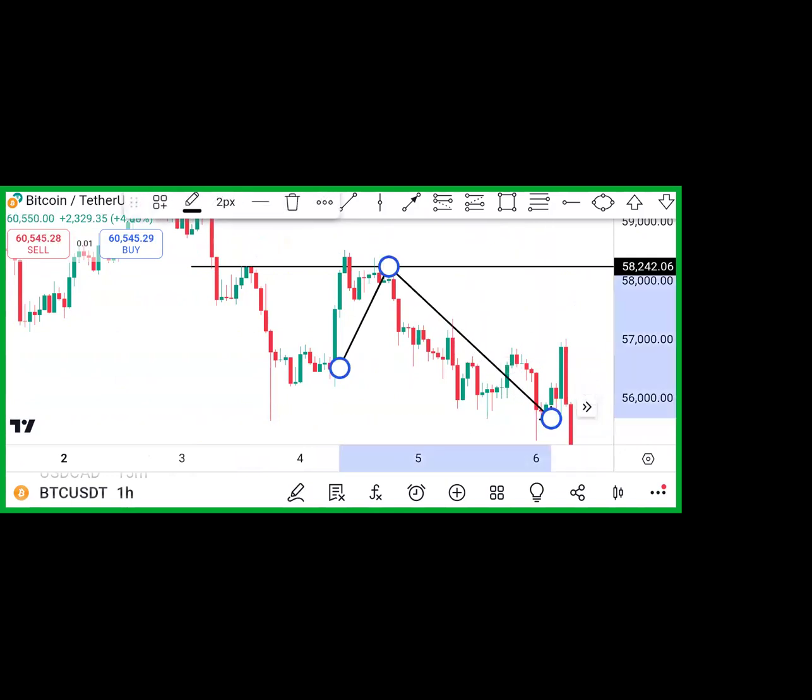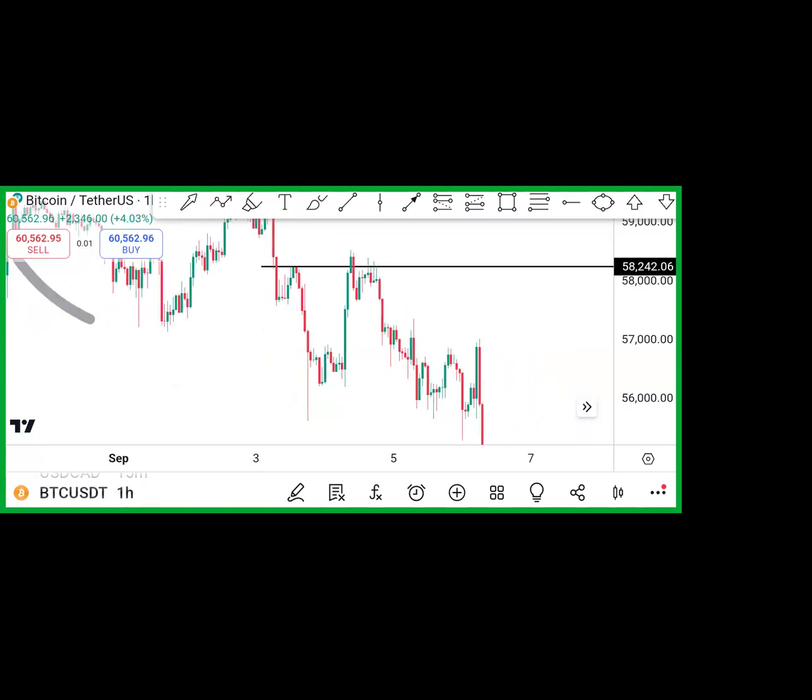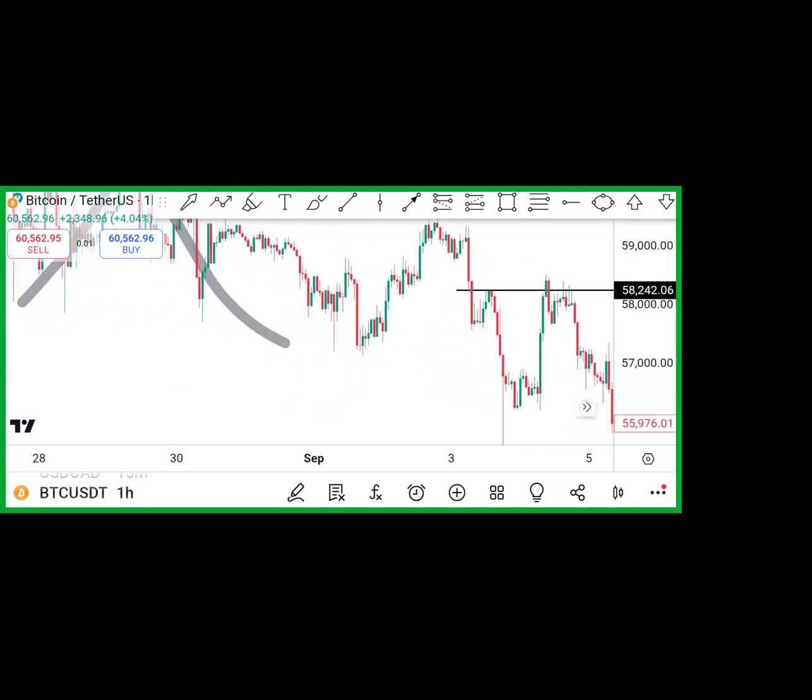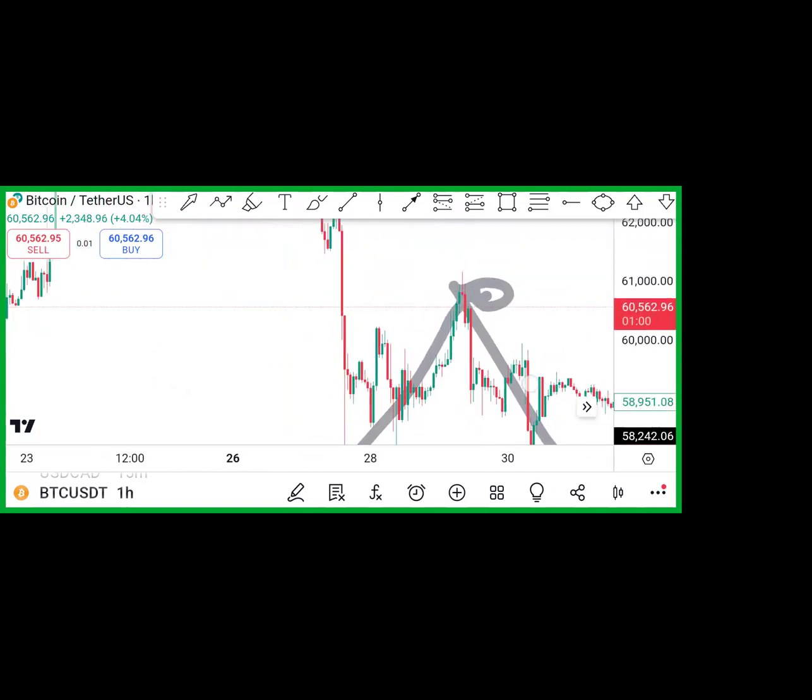right? Not all supply levels are valid. I'm going to give you the confirmation you're going to need to take a trade with this supply level, right? Now, I believe you now know how to mark out your supply level. Let's mark out another supply level.